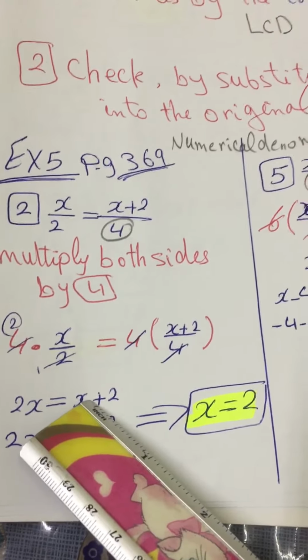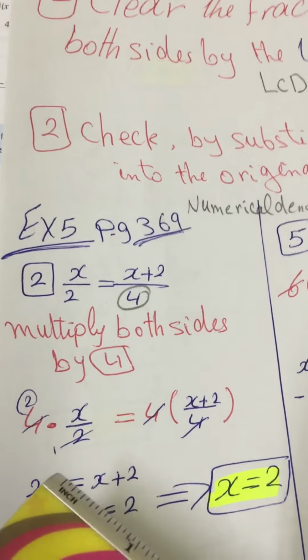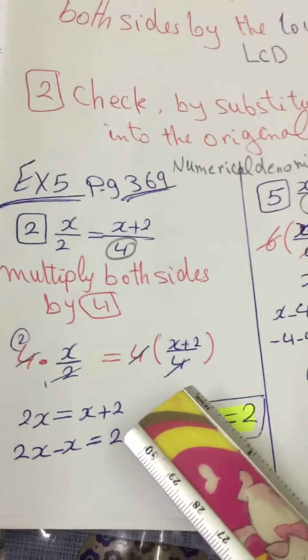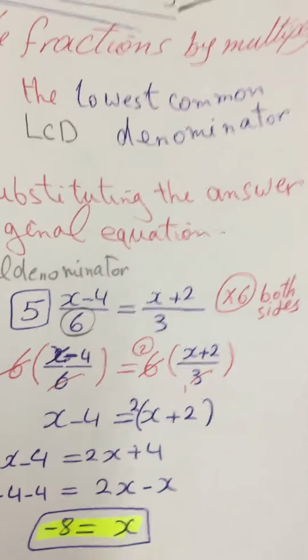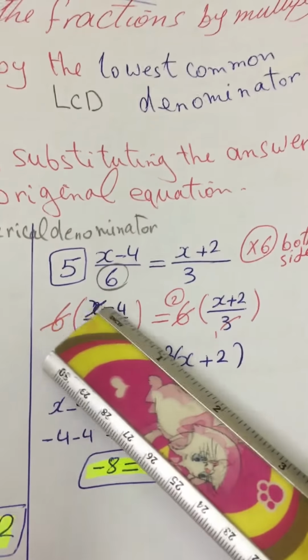You can substitute here and there, and you will find that both sides are equal, to check your answer. I think our lesson is very easy. Now I'll take question number 5.